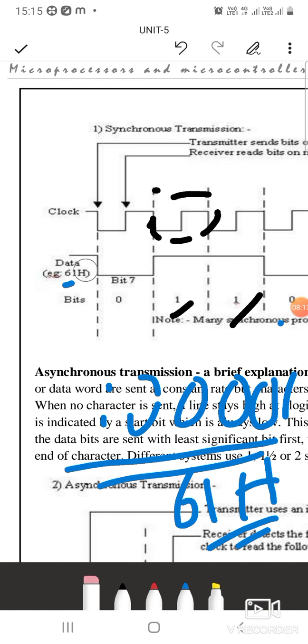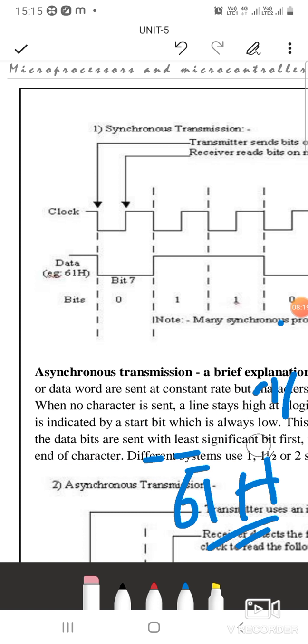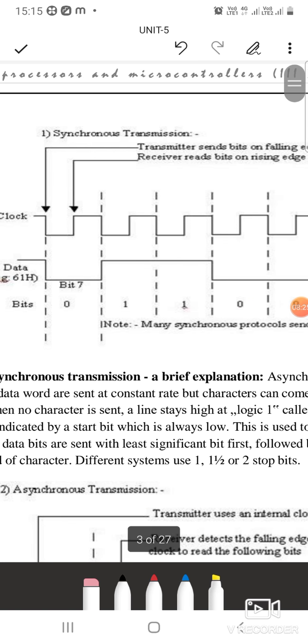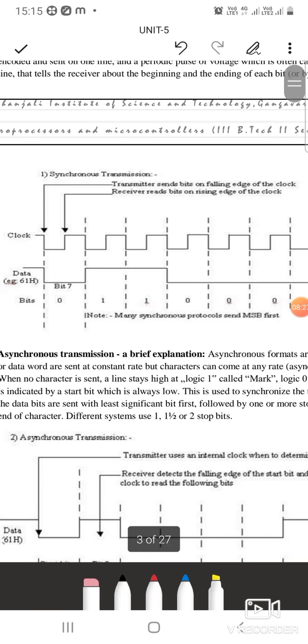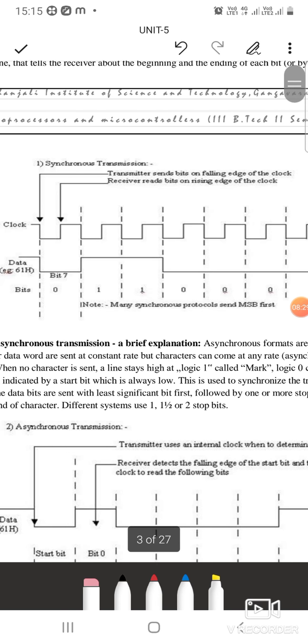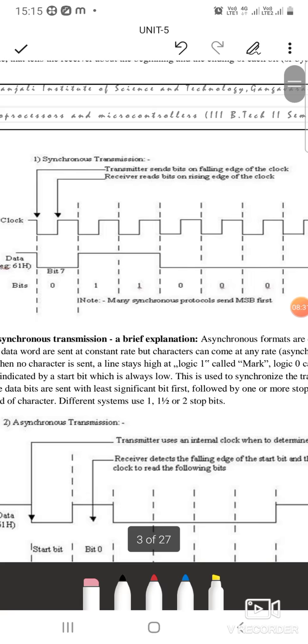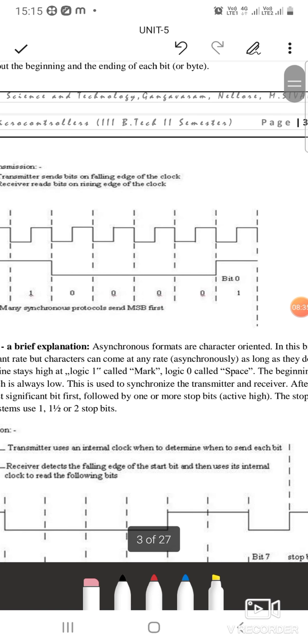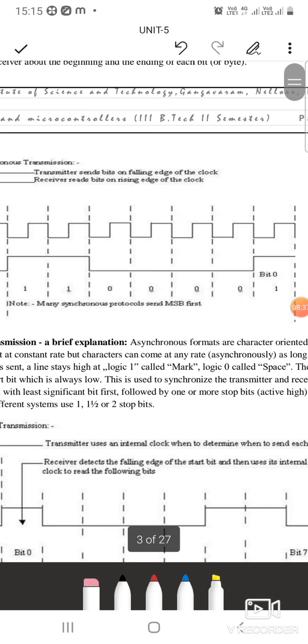Let me erase this. Let me clear this. So you have a clock, 8 clock pulses are applied, and 8 bits, 0110 and then 0001, that is the 61H value that is transmitted.